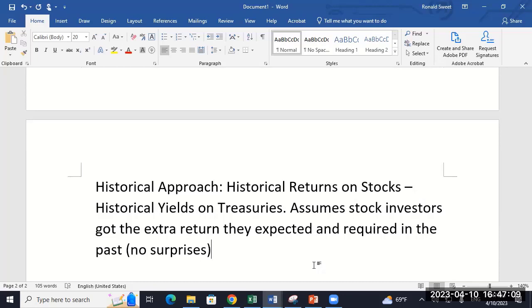That's what they expected. Is it possible the last 50, 70, well, Ibbotson goes back to 1922, so we're up to 100 years now. Is it possible the last 100 years stockholders did a lot better than they were expecting and required? Or did a lot worse? That's certainly possible, isn't it? But Ibbotson was assuming, hey, if they made 11 versus 5, so they made 6% extra return, that must have been what they were expecting, what they were pricing, what they got.